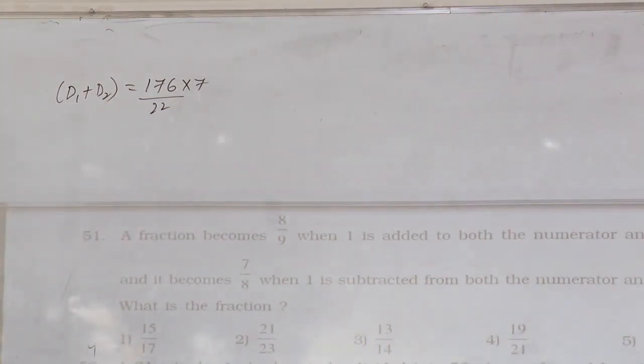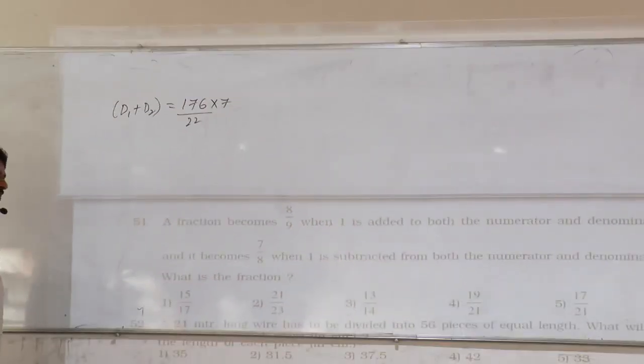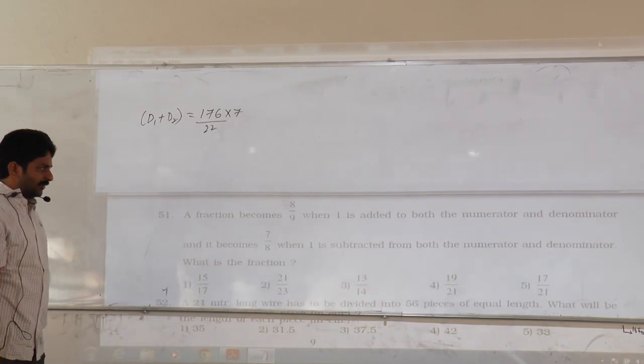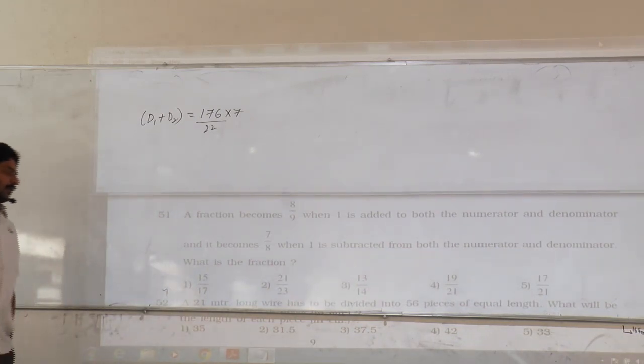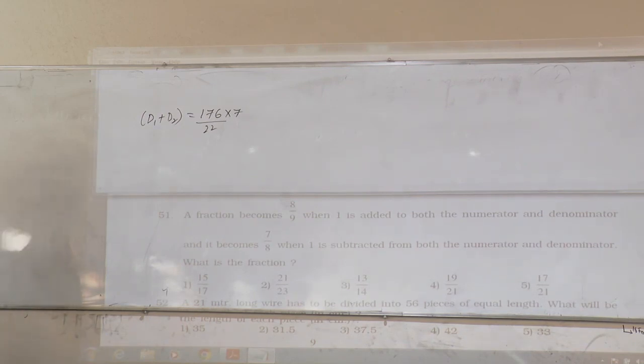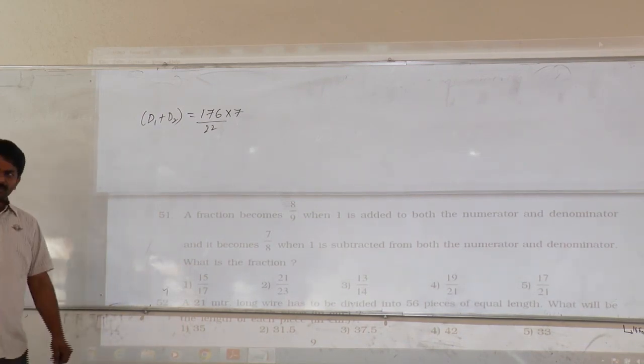Next, a fraction becomes 8 by 9 when 1 is added to both the numerator and denominator, and it becomes 7 by 8 when 1 is subtracted from both the numerator and denominator. What is the fraction? Verify it from the options.